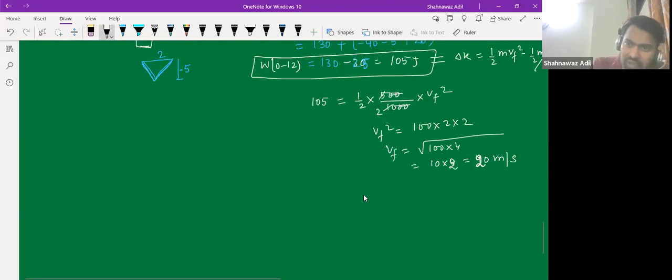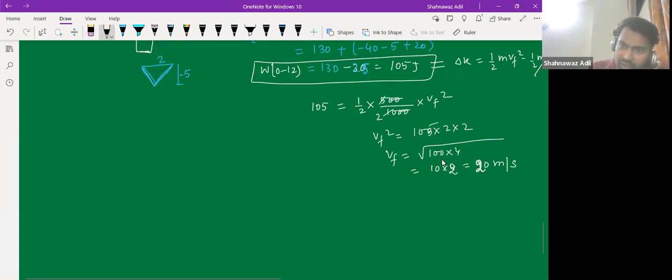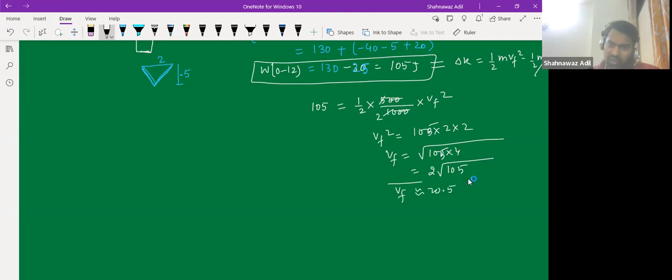So then 105, 105. So this would be 2 root 105. So how much is root 105? Yes, correct. Now guys have become intelligent. So root of 105 is 10.24, into 2, so this is 20.5, roughly 20.5. So is this correct now?